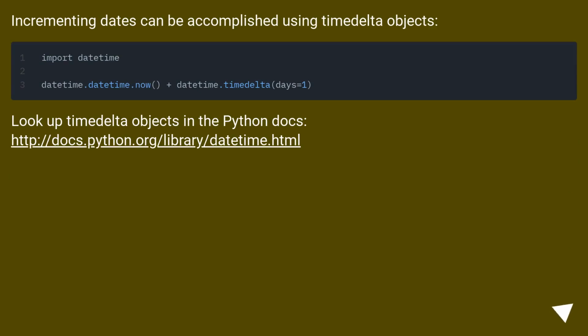Incrementing dates can be accomplished using timedelta objects. Look up timedelta objects in the Python docs, at this URL.